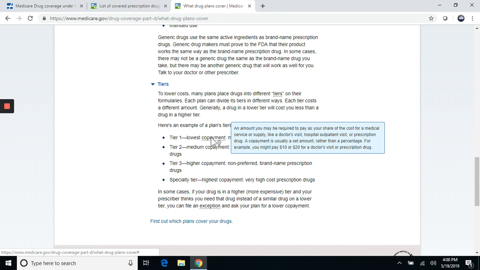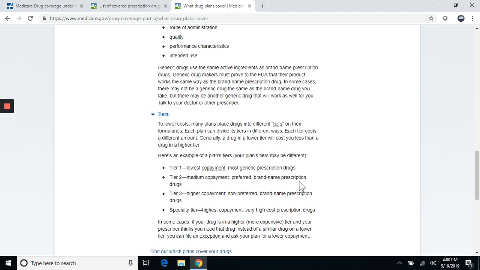An amount you may be required to pay as your share of the cost for a medical service or supply, like a doctor's visit, hospital outpatient visit, or prescription drug. A copayment is usually a set amount rather than a percentage. For example, you might pay a $10 or $20 copay for a doctor's visit or prescription drug.